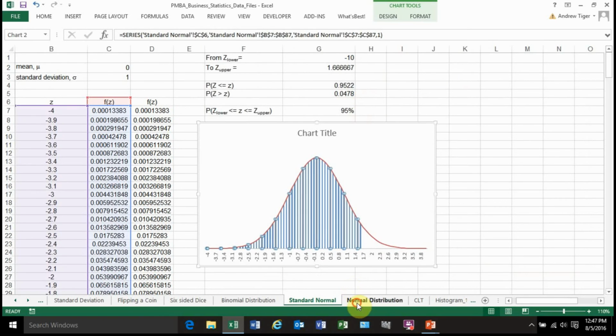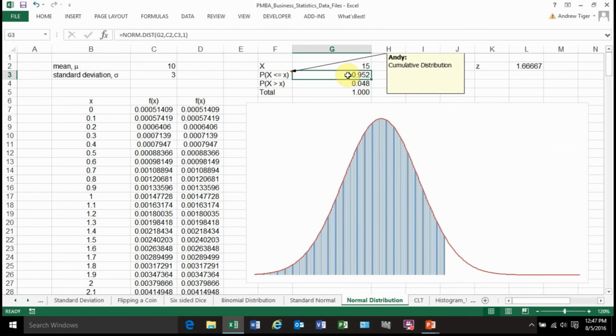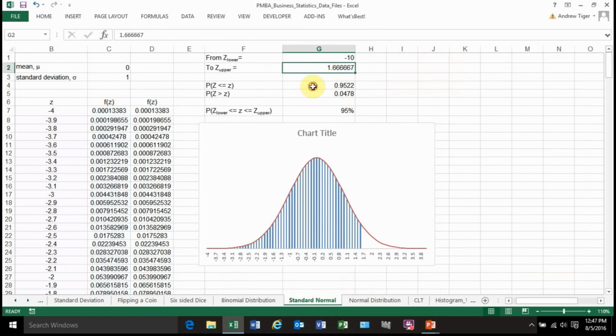The area to the left, for the original problem, 0.952. If we did not have Excel and we had to always use standard normal tables, we could do this, and this is what we would get. It's the same thing, 0.952. So that's how we used to do it, and you know that you can always go from a normal distribution to a standard normal, solve the standard normal problem, and you're also solving the normal distribution, the original problem.